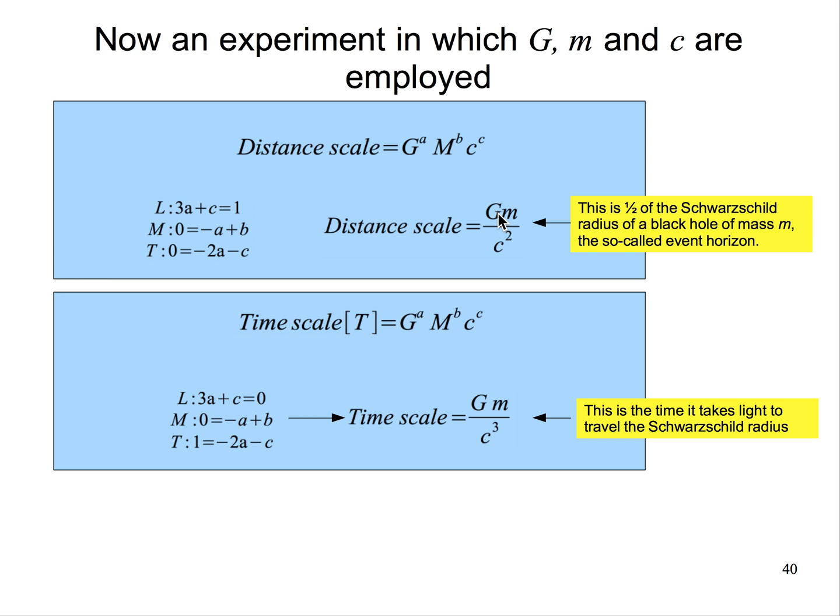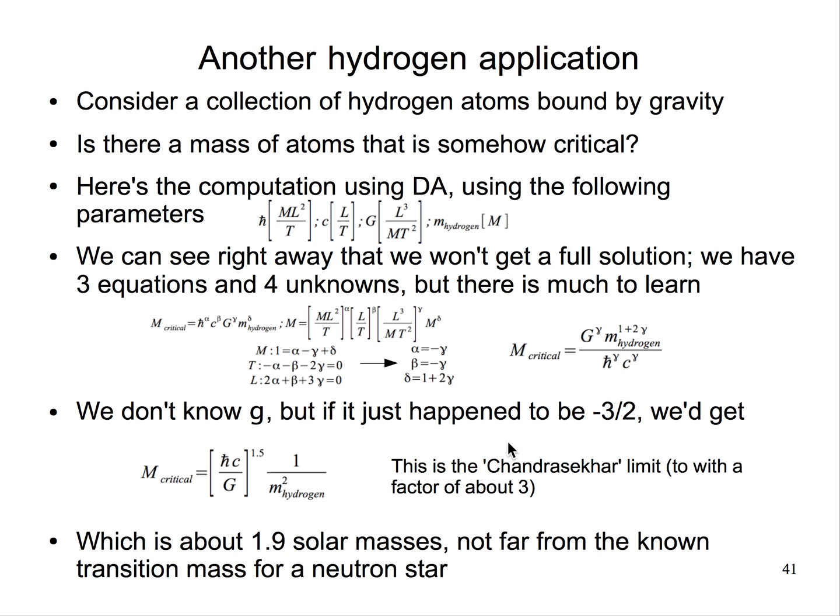In terms of time, a characteristic time for these parameters, we get this, GM over c cubed. This is the time it takes light to travel the distance of the Schwarzschild radius to the horizon of a black hole. I mean, it's just this distance divided by c. Right? We had a c squared there, and now it's a c cubed.